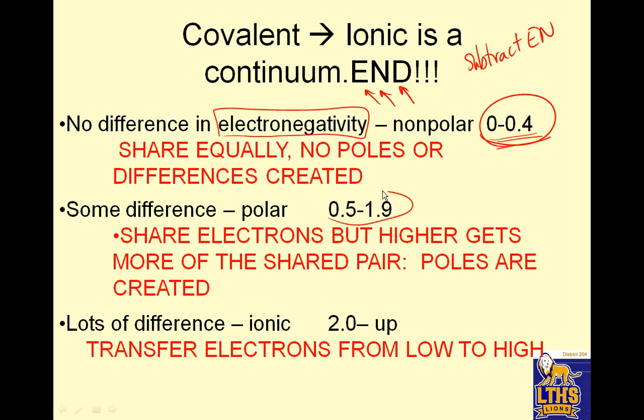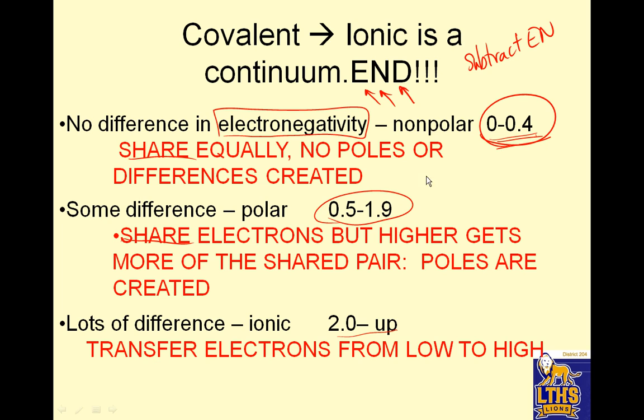If you subtract electronegativity and get a medium difference between 0.5 and 1.9, then those elements will share electrons, but the higher electronegativity gets more of the shared pair. So there's poles created. So that's called a polar bond, right? But still sharing, okay? Keyword sharing. Now, if the electronegativity difference is huge between the atoms involved, like a 2.0 difference and up, then electrons can be transferred from the less electronegative atom to the more.